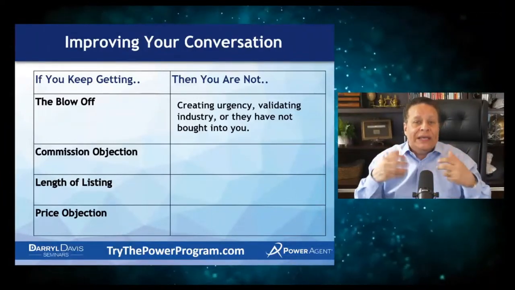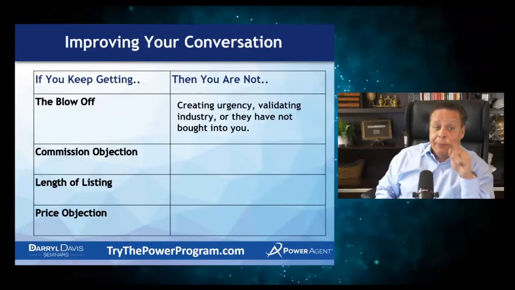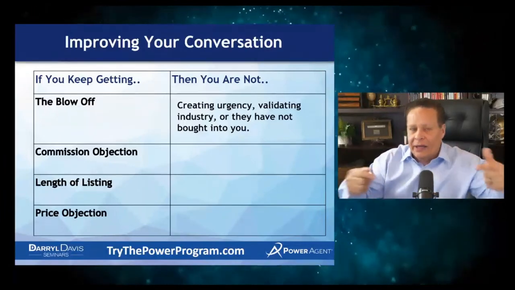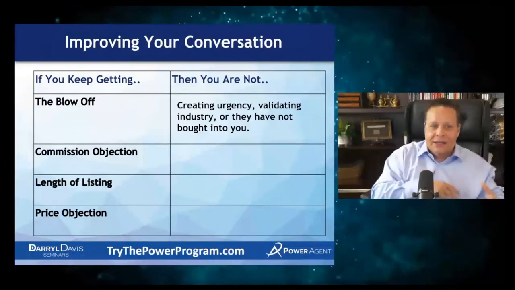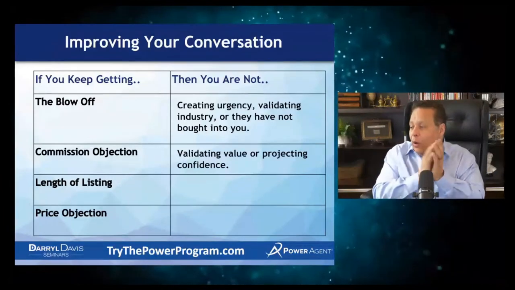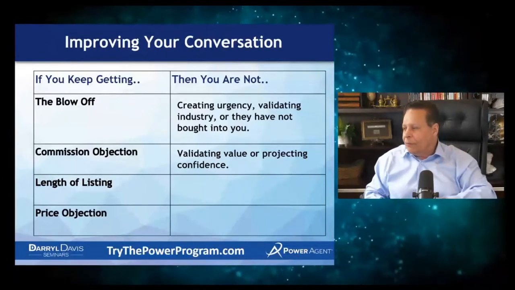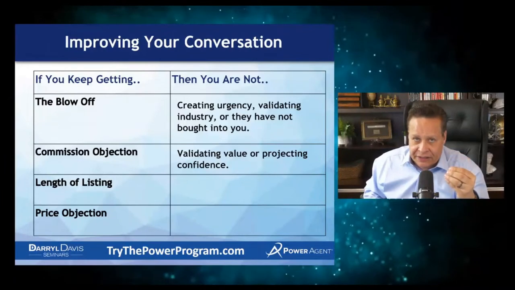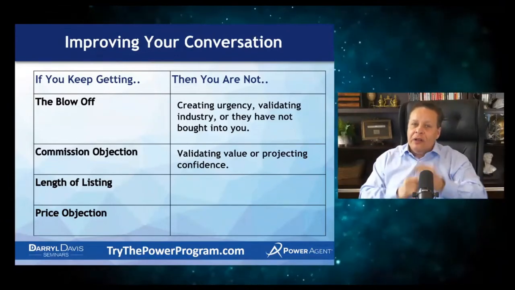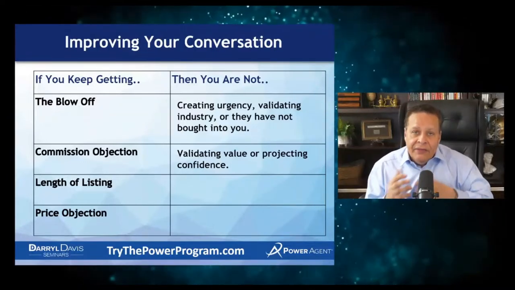If you keep getting the same things, for example the commission objection, it is no accident that you keep getting that. It's almost like you're doing or not doing something to have the commission always be an issue. Maybe you're not doing one of two things: you're not validating the value of realtors, or you're not projecting confidence. Sellers are like dogs. They can smell fear. And if you feel uncomfortable in your communication, that's going to give them pause, and they don't see the value in you.